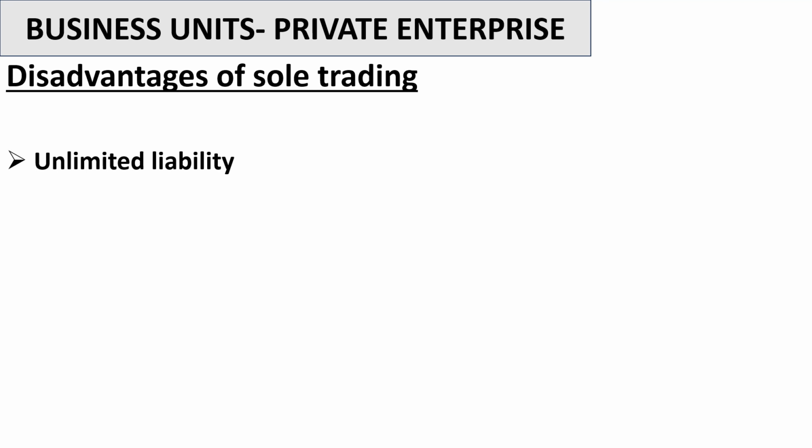But for sole trading, the owner and the business are not treated in that way. So if the business has debts and has to pay them back, then the owner is responsible for that, not just the business. Okay, so that's what it means, unlimited liability.